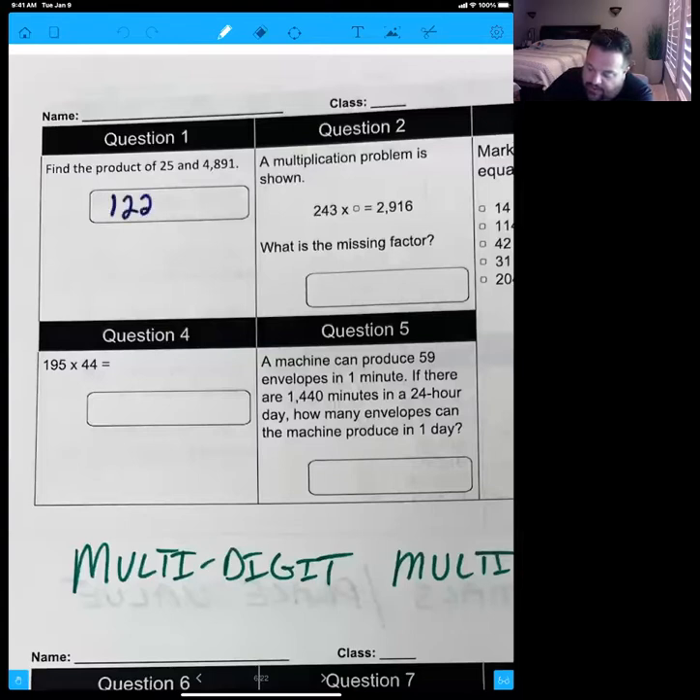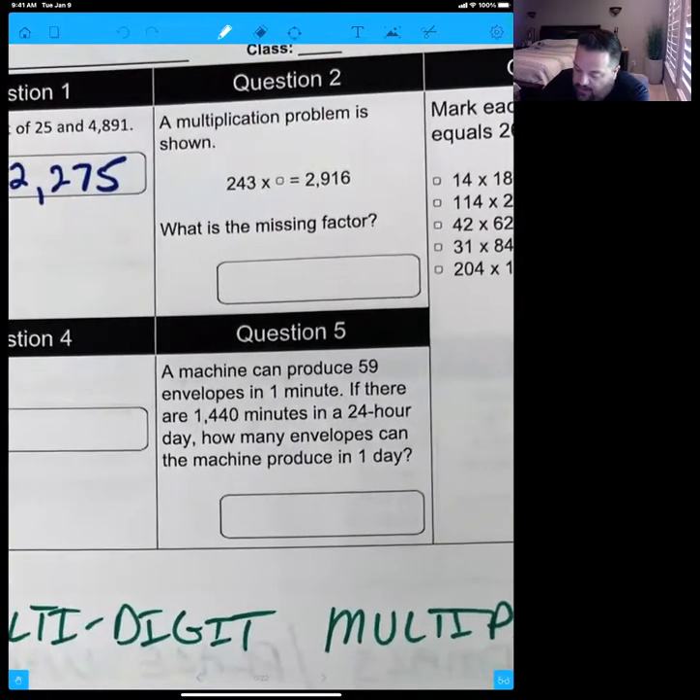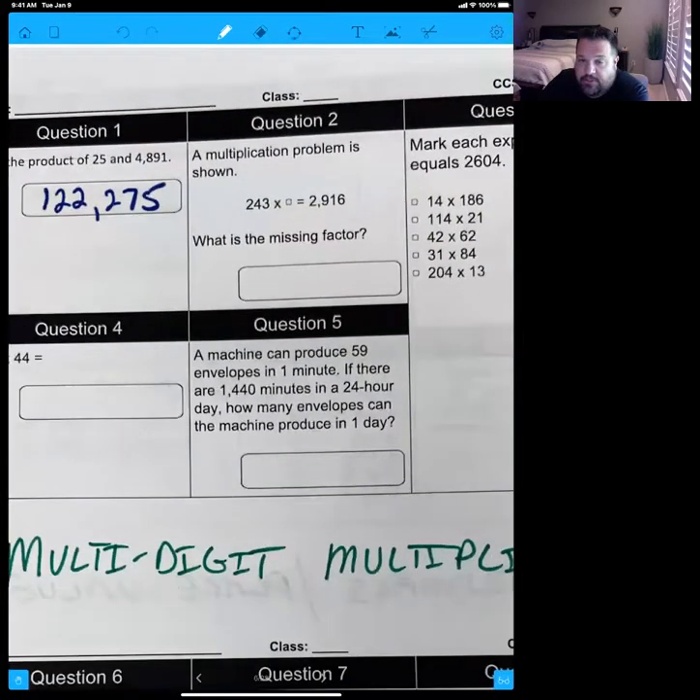Number 1, you should have got 122,275. I'm not going to do out all the work because you know how to do these. You just have to do them correctly. Number 2, go ahead and try to solve number 2.